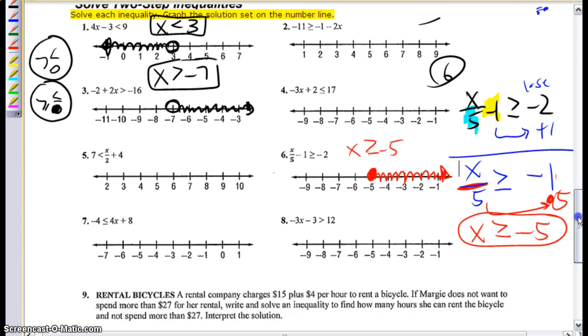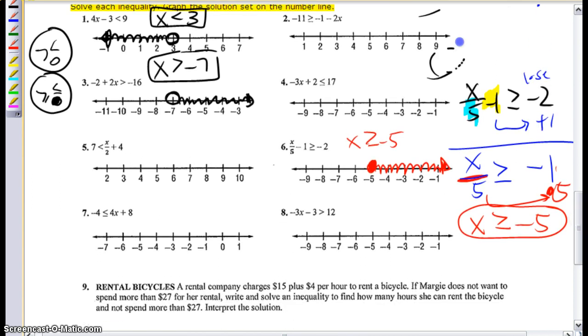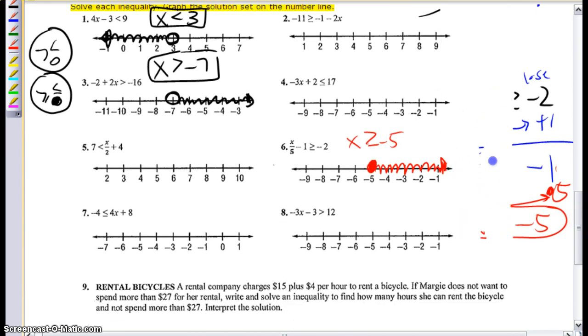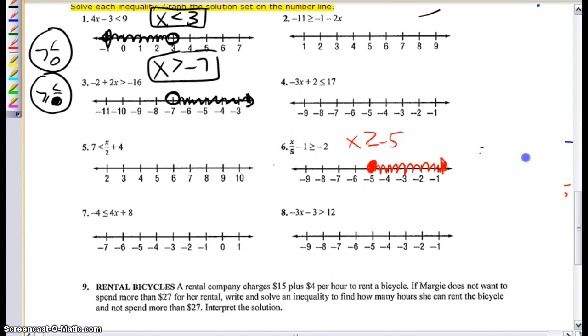Let's look at number 8. Number 8 is actually tricky. I want you to notice this negative 3 next to the x. Okay? And that's why I say it's tricky, because there's a rule. Negative 3x minus 3 greater than 12. I want to first undo the minus 3, which is plus 3. So 12 plus 3 is 15. I still have negative 3x is greater than 15.